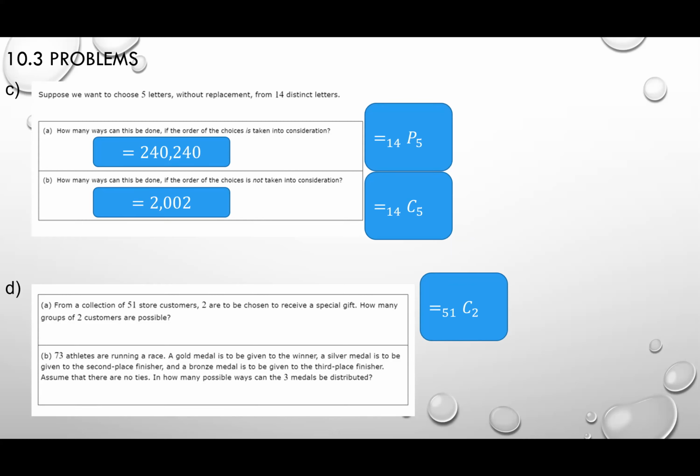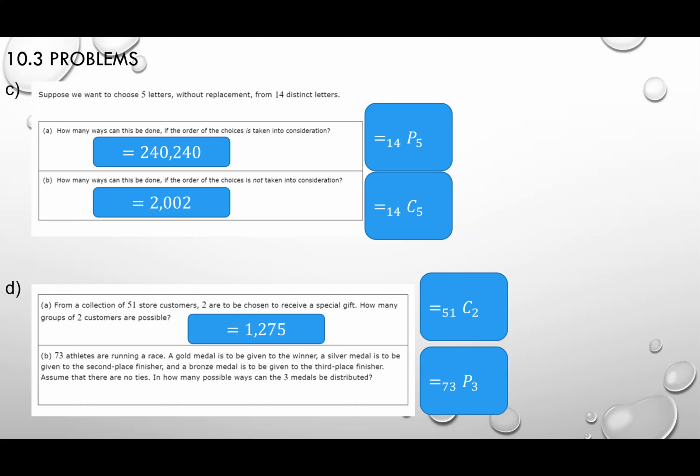And for B, why is this a permutation? Because hopefully you can see that they have a specific ranking. We have first place, which is gold, second place, which is silver, and third place, which is bronze, meaning they have a different order that we need to put in, or a specific ranking. And if there is some ranking or some order involved, we will use permutation.